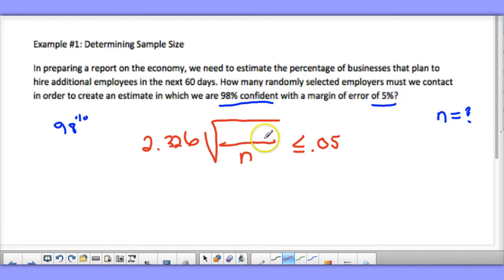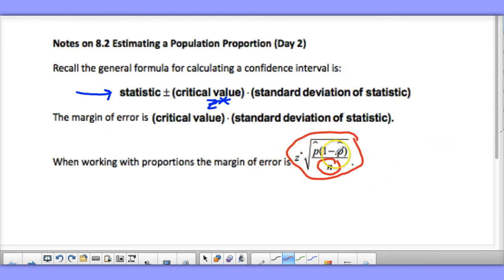Well, if we have a previous study, we might use numbers from a previous study. But if we don't have a previous study, then we have to ask ourselves, what's the largest value we could possibly have for the product of p hat times 1 minus p hat? In other words, what product here would make this as large as possible so that we can sample as many as we need to and be kind of conservative or cautious here?